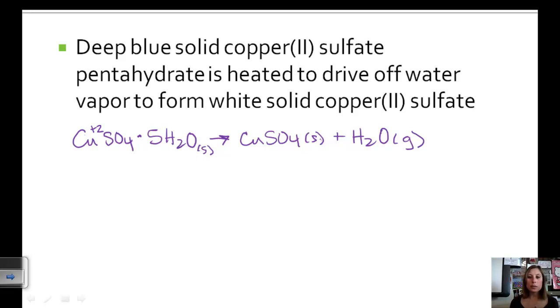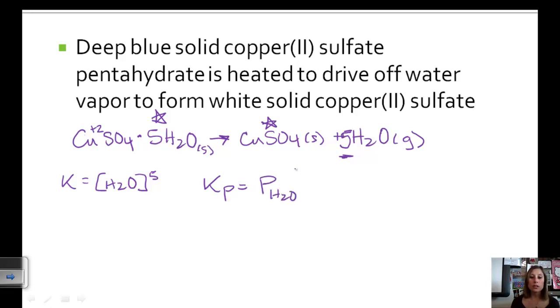Okay, we need to balance real quick, so I need 5 waters. Everything else looks good. The pentahydrate is a solid, it won't be included. Copper(II) sulfate is a solid, it won't be included. We're just left with the gaseous water. So K is equal to the concentration of H2O to the 5th power because of the 5. And if I wanted to write Kp, that's equal to the partial pressure of H2O to the 5th.